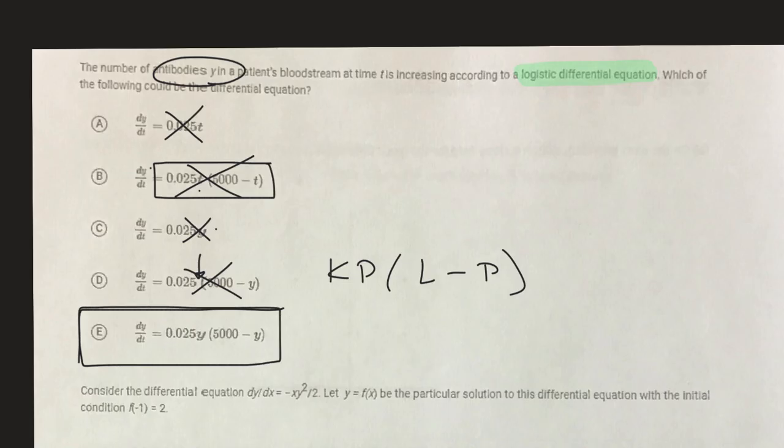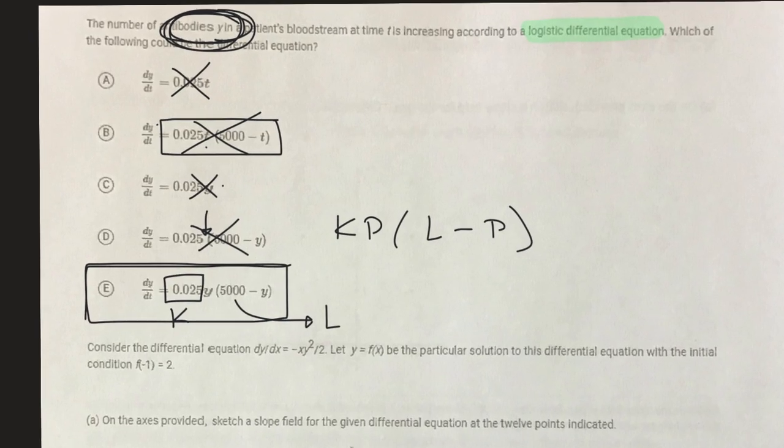kP times (L minus P). So this is the maximum, that's the carrying capacity, and we would have a constant of proportionality of 0.025. Antibodies are the y values. That's your population of things that increase. I'm not a doctor, so I don't quite know, but y is your population of things, so E.